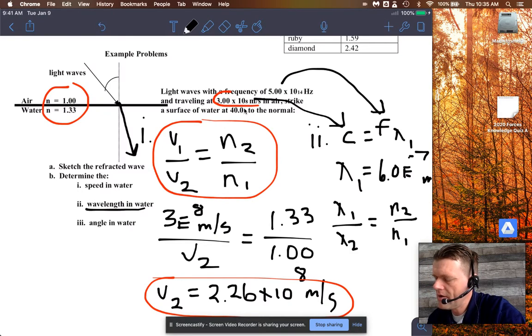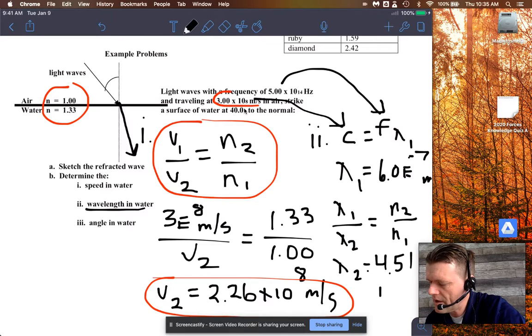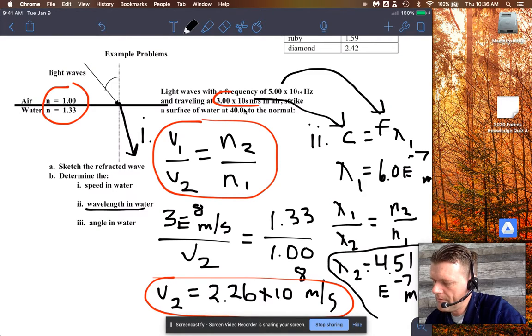Anyway, if I enter those values in, I'm going to get wavelength number 2 is equal to 4.51 times 10 to the negative 7. Sorry, I'm writing that a little bit small. Okay, but that would let me solve for question number 2.